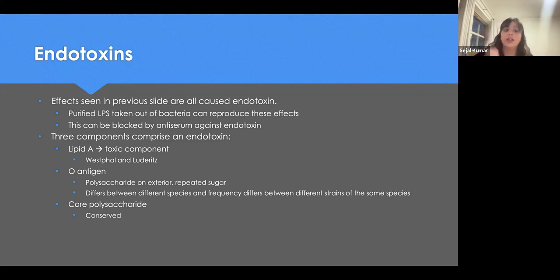Lipid A is the toxic component, and Westphal and Luderitz, that is a good piece of experimental evidence if you look that up. They demonstrated that lipid A was a toxic component quite well. And then you have the O antigen, which is a polysaccharide on the exterior, made up of repeated sugar. This is not conserved. It differs between different species, and frequently differs between different strains of the same species of bacteria, whereas the core polysaccharide is conserved in bacteria.